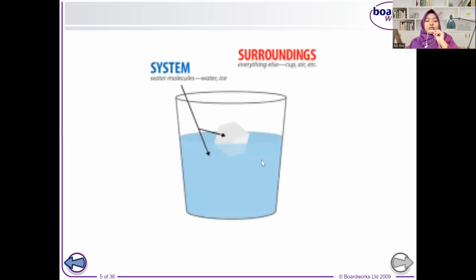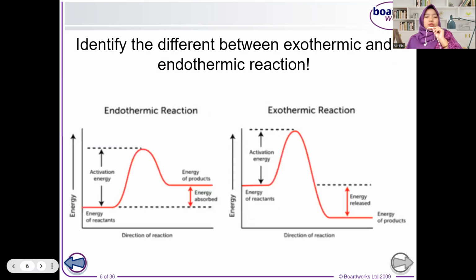Talking about chemical energetics, it's important for you to also understand about system and surrounding. These two terms will be commonly used in this chapter. So system is everything that we observe. For example here, everything inside this cup is the system and surrounding is everything else outside the system. We will use that term to explain about exothermic and endothermic reaction.